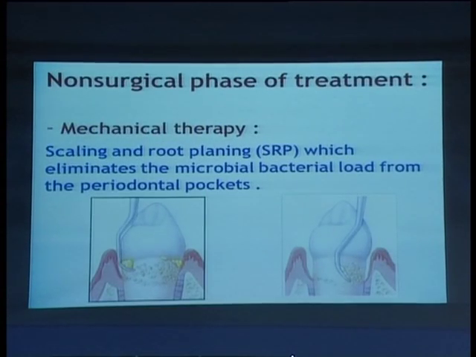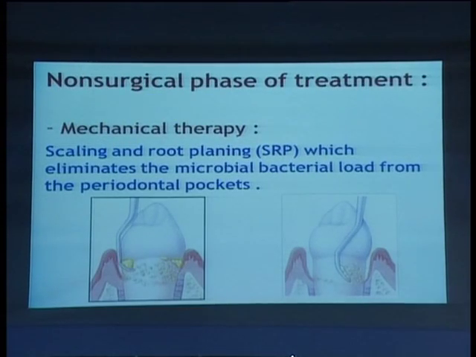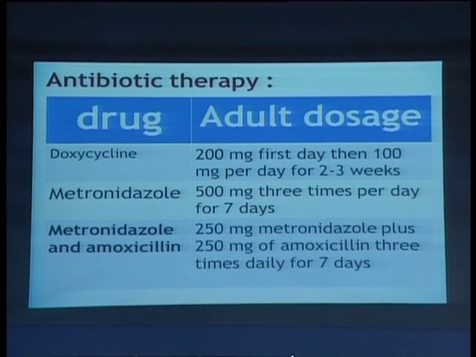The non-surgical phase of treatment can combine mechanical therapy and antibiotic therapy. Mechanical therapy: scaling and root planing, which eliminates the microbial load from the periodontal pockets. Antibiotic therapy: doxycycline, 200 milligrams first day, then 100 milligrams per day for 2 to 3 weeks. Metronidazole, 500 milligrams 3 times per day for a week.